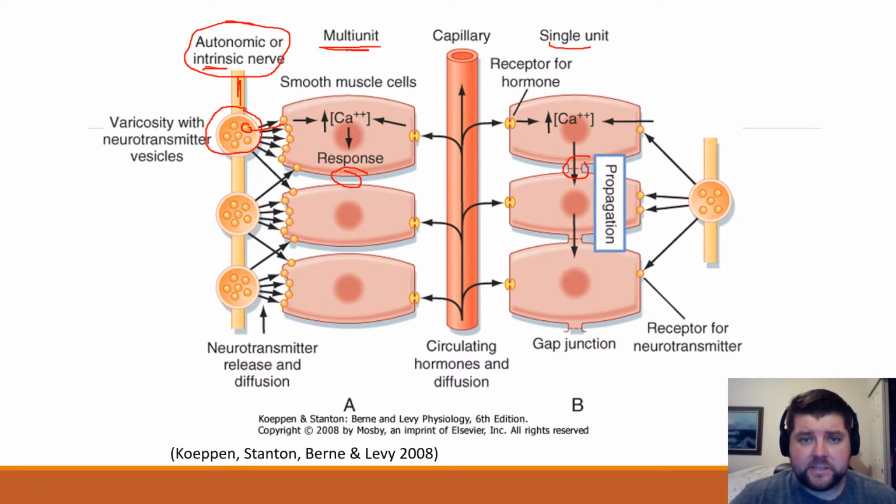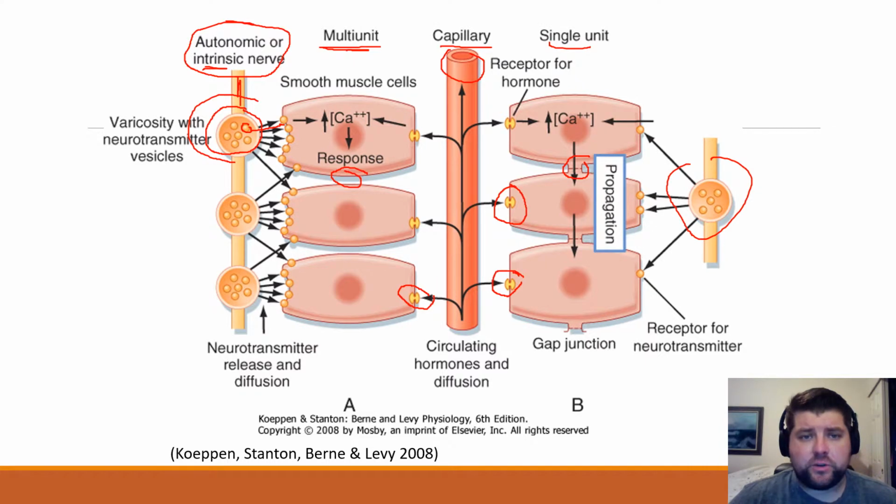Additionally, there is a capillary system, or vessel system, which is also made of smooth muscle, that allows for the circulation of hormones through diffusion into these smooth muscle receptor sites, like here and here. So we can see that smooth muscles can be operated not just by the nervous system, which is here, but also by hormones circulating through the blood system.